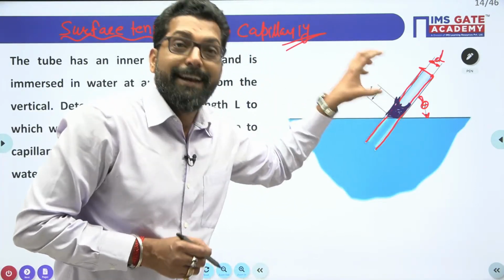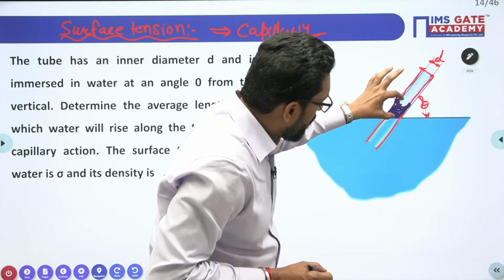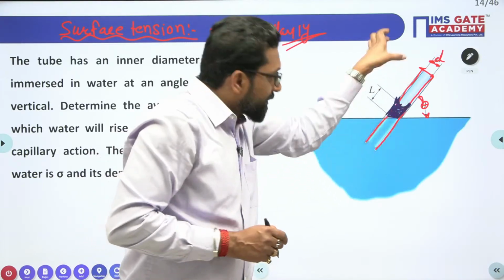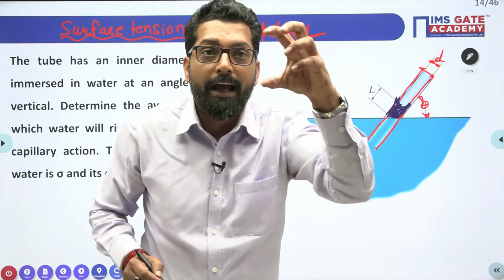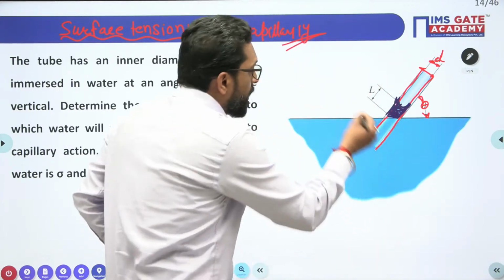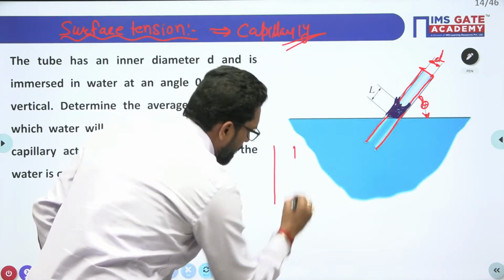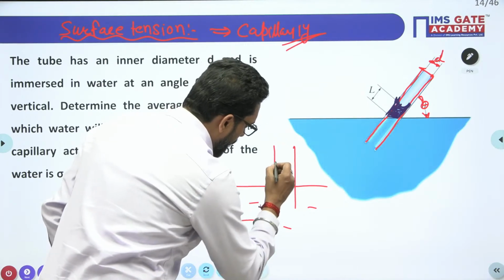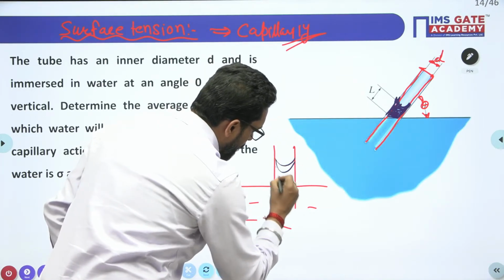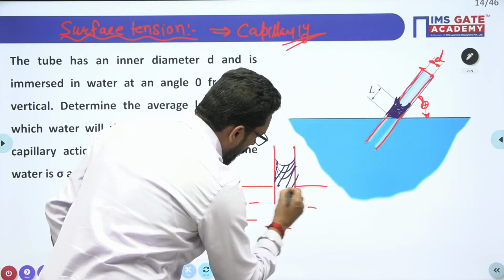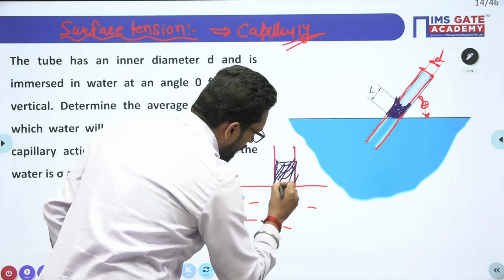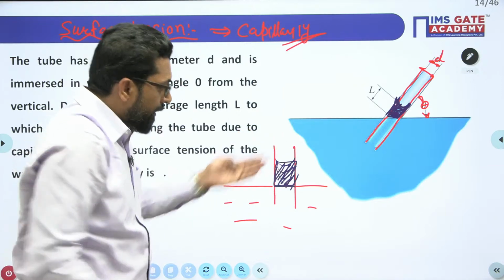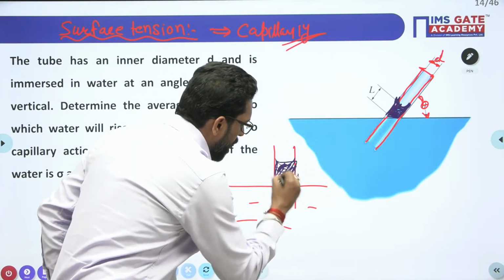How is this length of fluid held in the capillary tube? That means, what holds this much fluid up to length L in the capillary tube? Which force is holding that fluid? If you think that this is a capillary and there is a fluid, that fluid will either rise or fall. Here this fluid will rise. This is the rise of the fluid through the capillary.